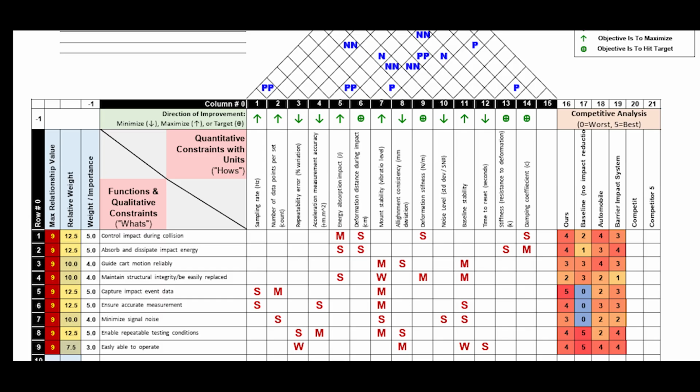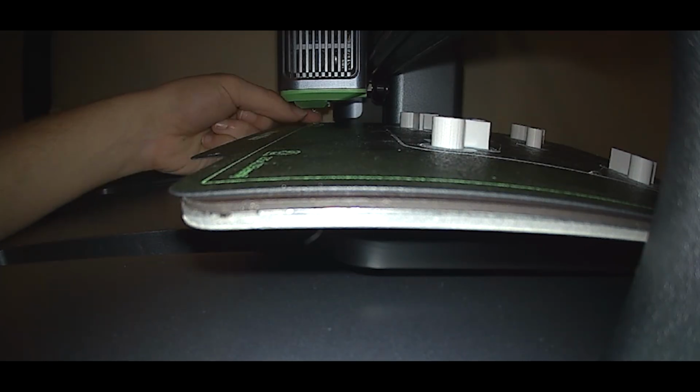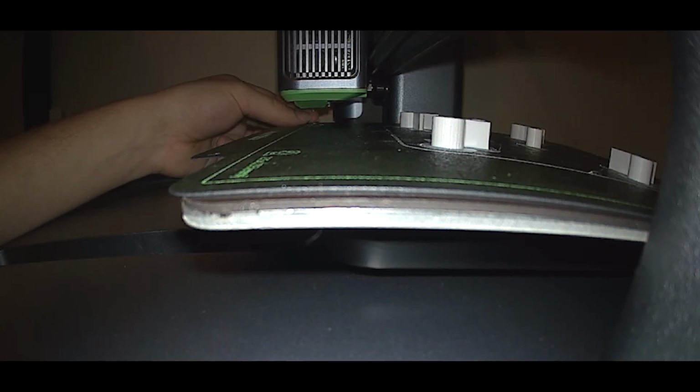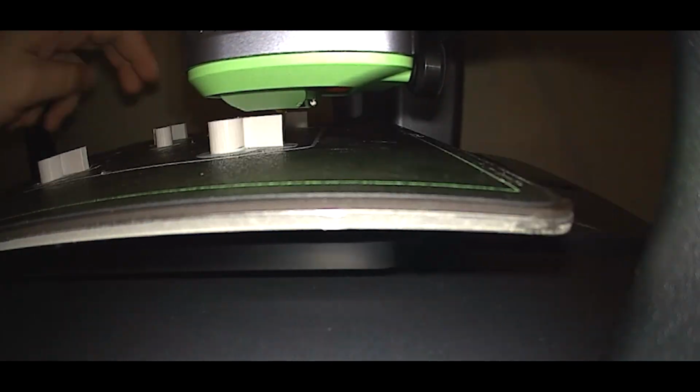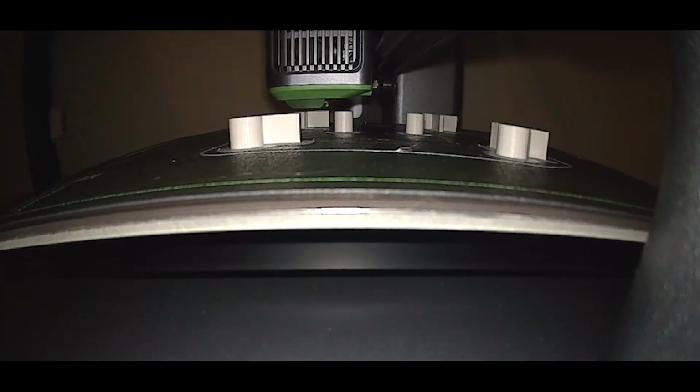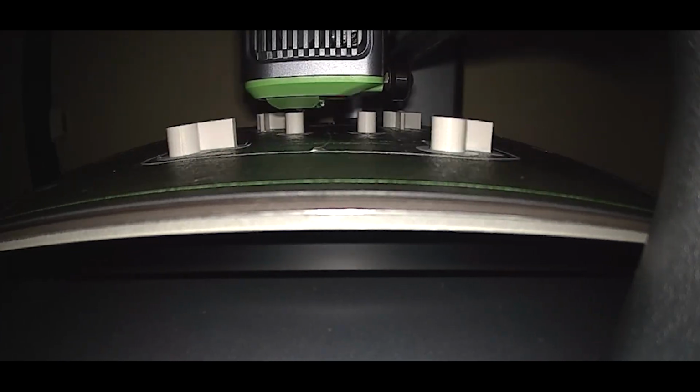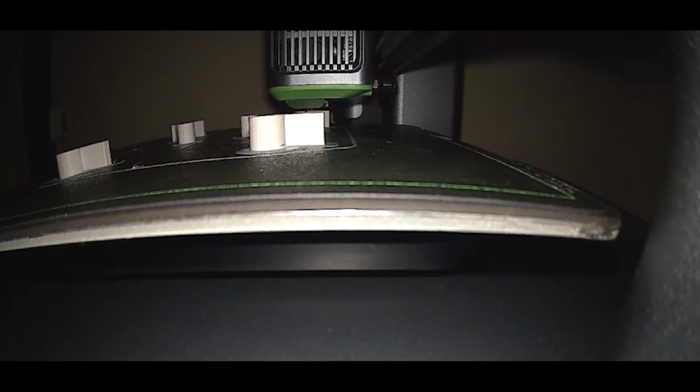The correlation section of the matrix also revealed several engineering trade-offs. Increasing stiffness improved structural consistency, but excessive stiffness also increased peak impact forces. Likewise, dampening improved energy absorption, but could also introduce inconsistent motion if friction became excessive. Using the House of Quality allowed the team to prioritize design decisions using measurable engineering relationships rather than relying entirely on assumptions during development. Once the functional objectives were identified, we began generating multiple possible solutions.